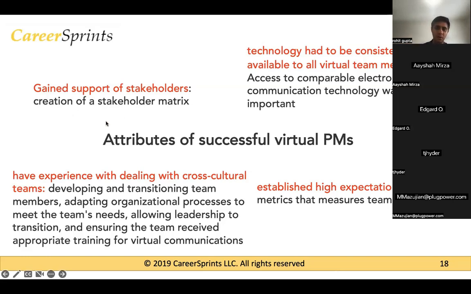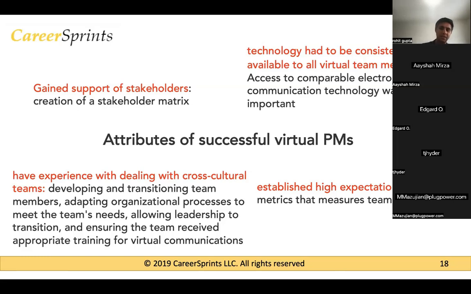So one of the first things that a virtual PM should do is try to gain support of stakeholders, which means as a virtual PM, you need to create a stakeholder matrix. Now, in a stakeholder matrix, you are normally going to record the stakeholders' influence, what their interest is, what their desires are, how much they are involved in the project, what power they have in the project, and so on and so forth.